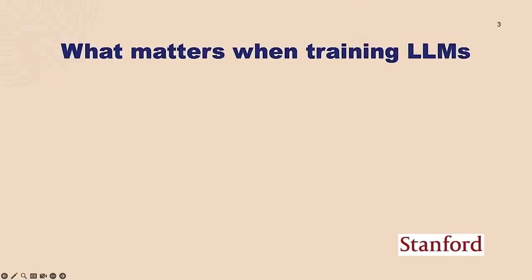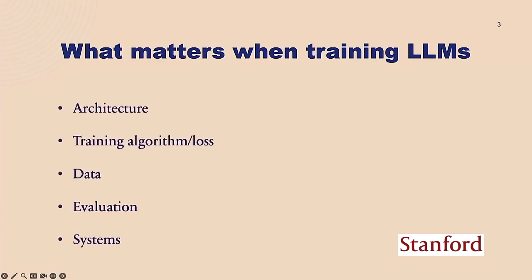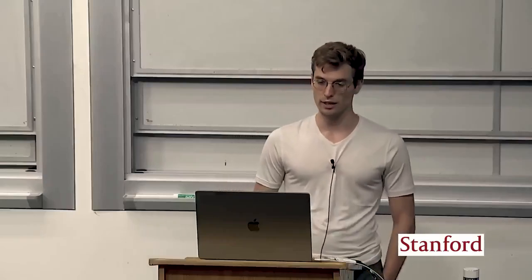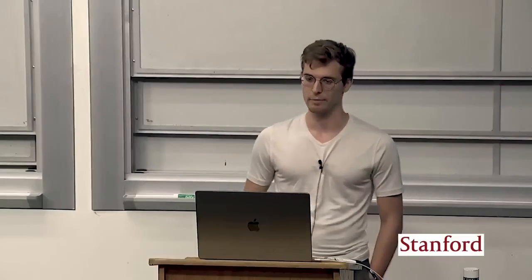Great, so what matters when training LLMs? There are a few key components that matter. One is the architecture. As you probably all know, LLMs are neural networks, and when you think about neural networks, you have to think about what architecture you're using. Another important component is the training loss and the training algorithm, so how you actually train these models. Then it's data: what do you train these models on? The evaluation, which is how do you know whether you're actually making progress towards the goal of LLMs.